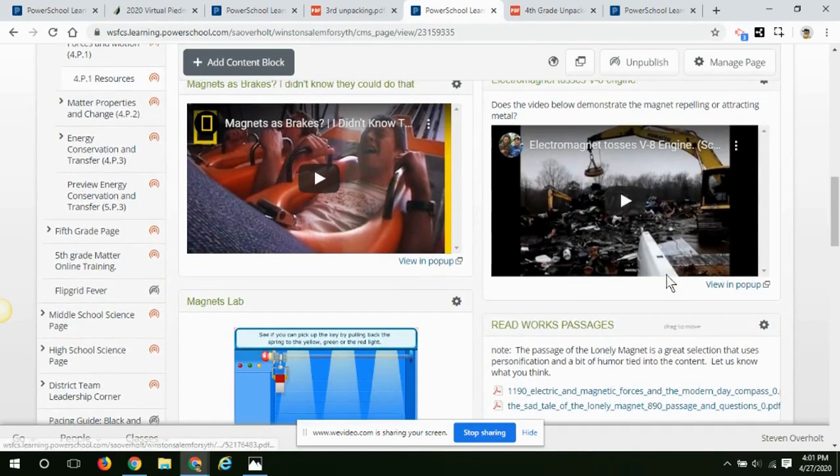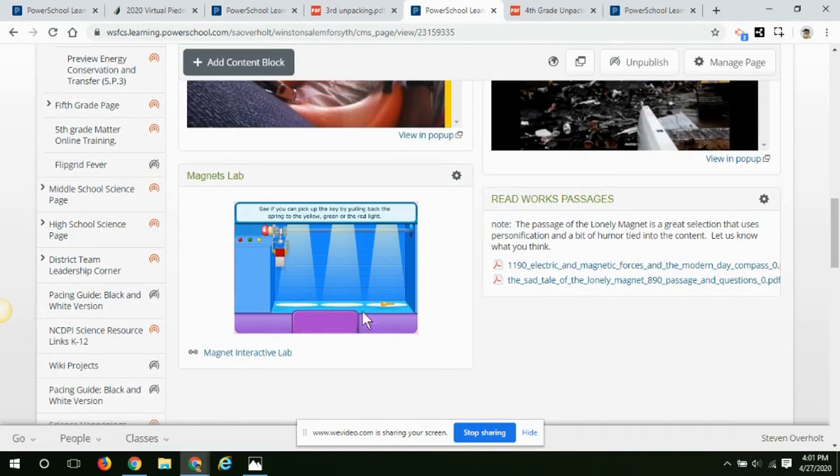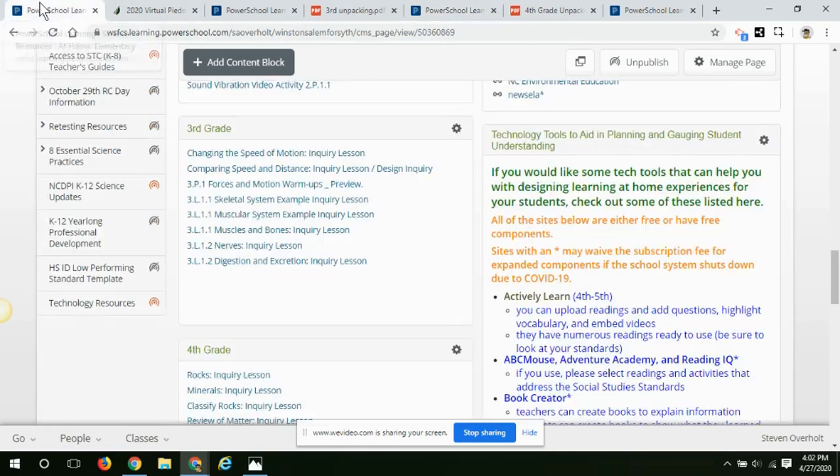Warren talked about the big magnets at the junkyards. Talk about these things. Figure out what you have. Magnet lab, interactive lab. I hope this one's still going. A couple of these from this site stopped working. And then some passages from ReadWorks in there. Utilize these resources as you're making your lessons as well.